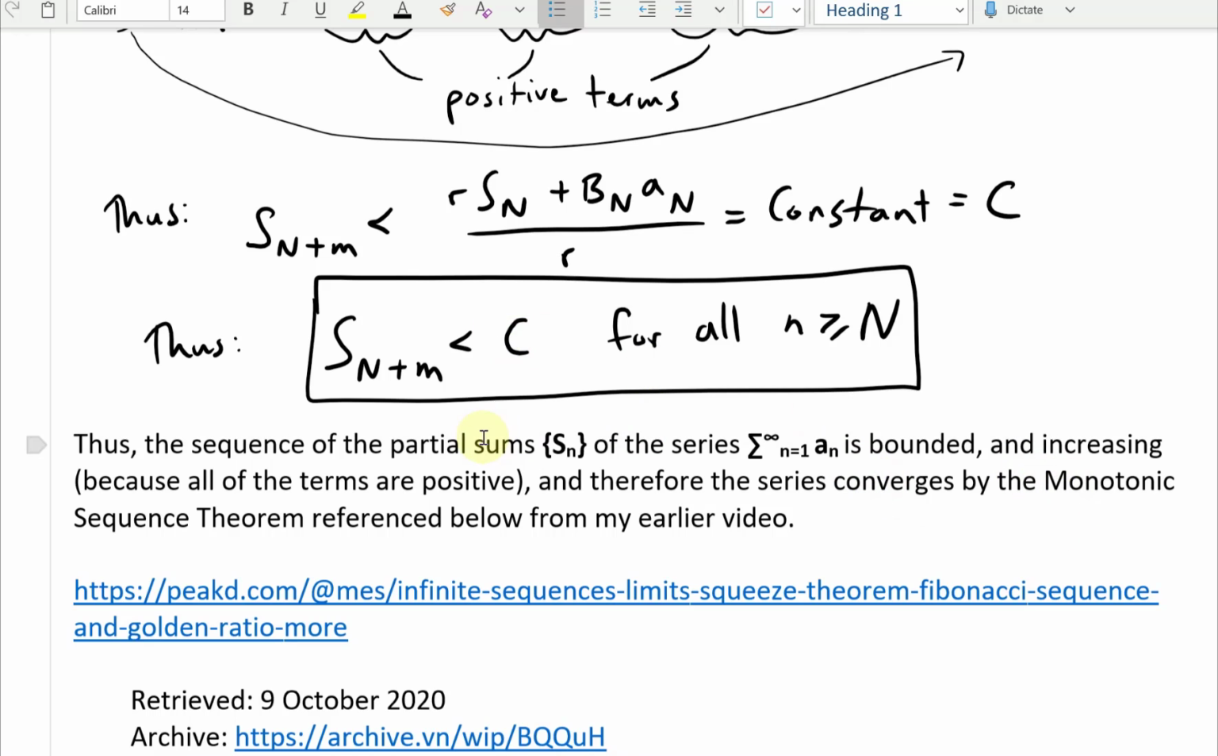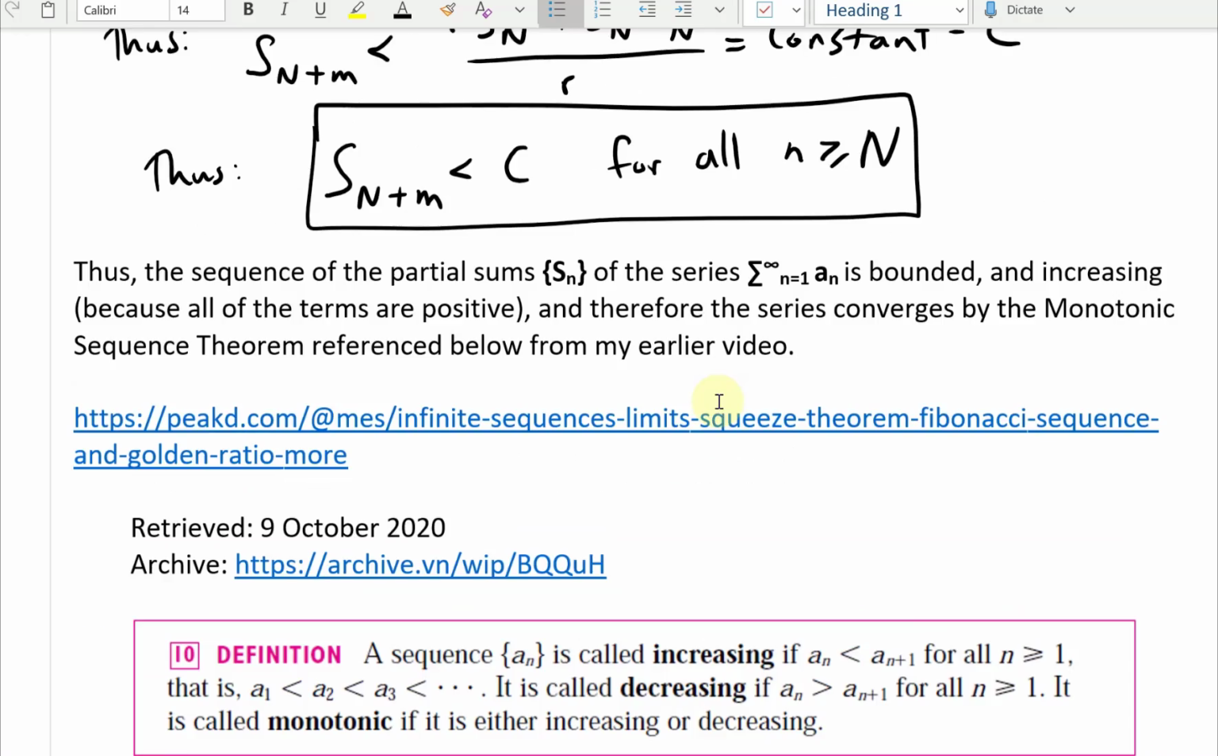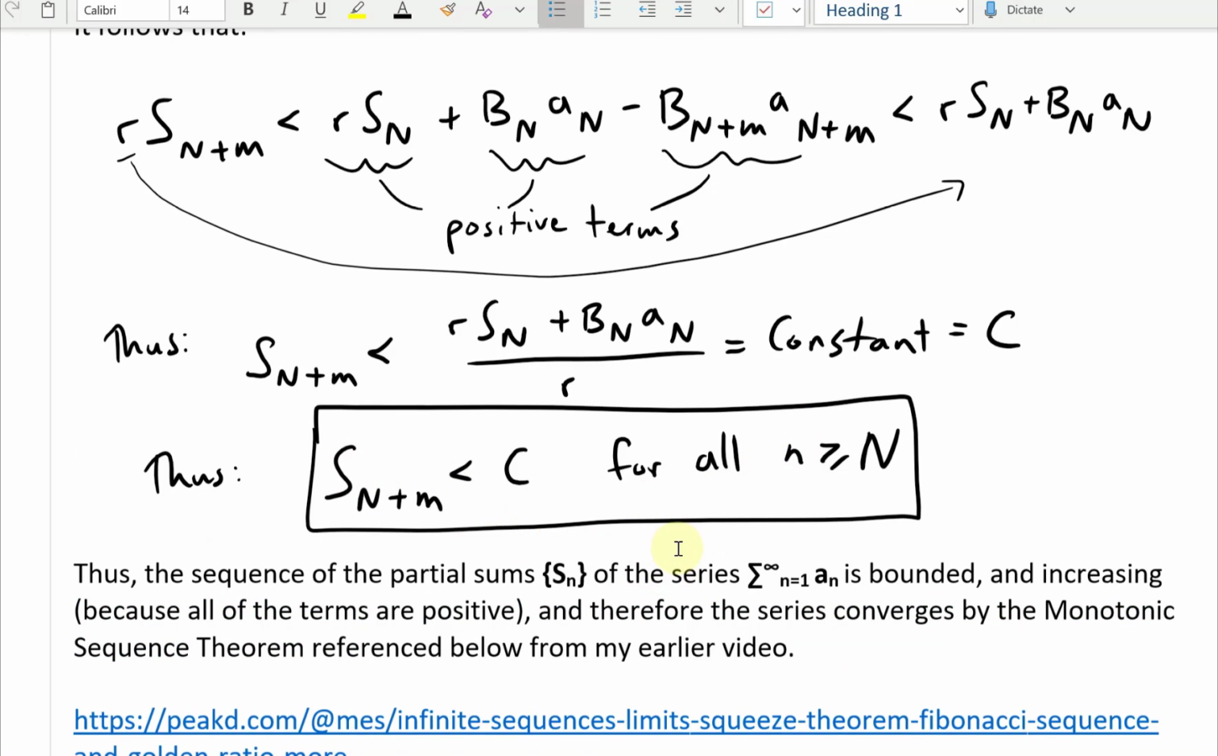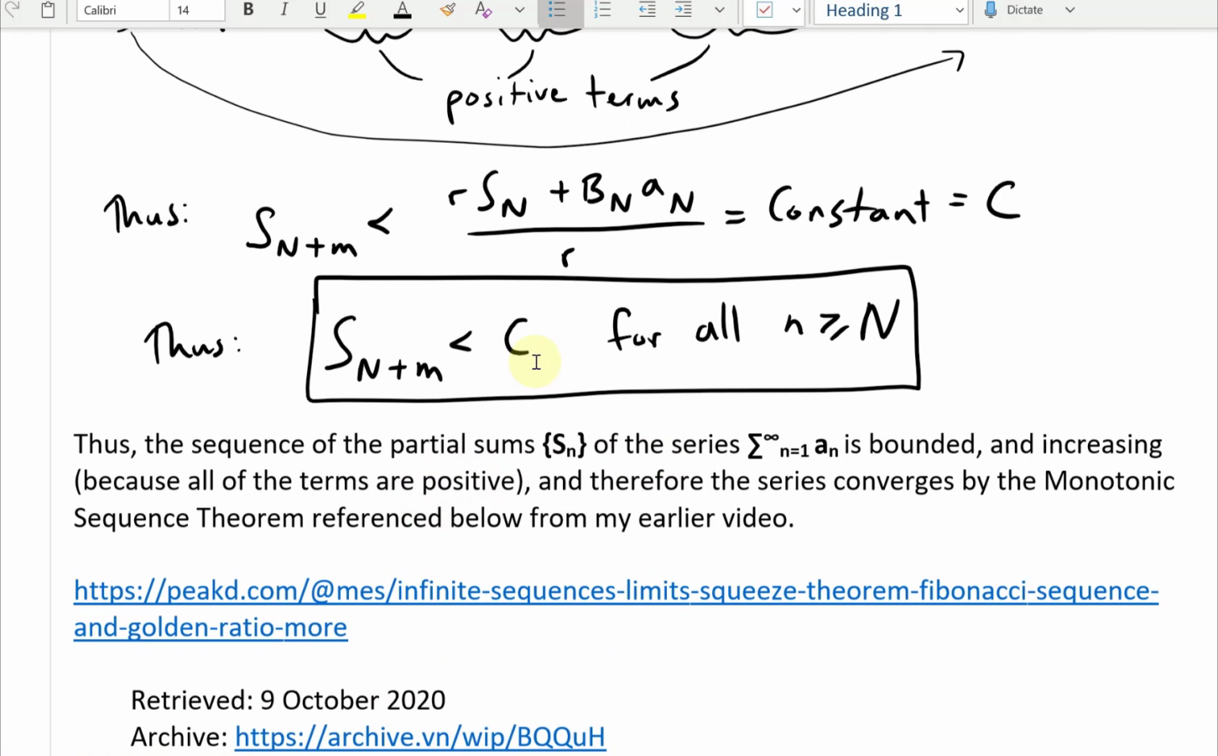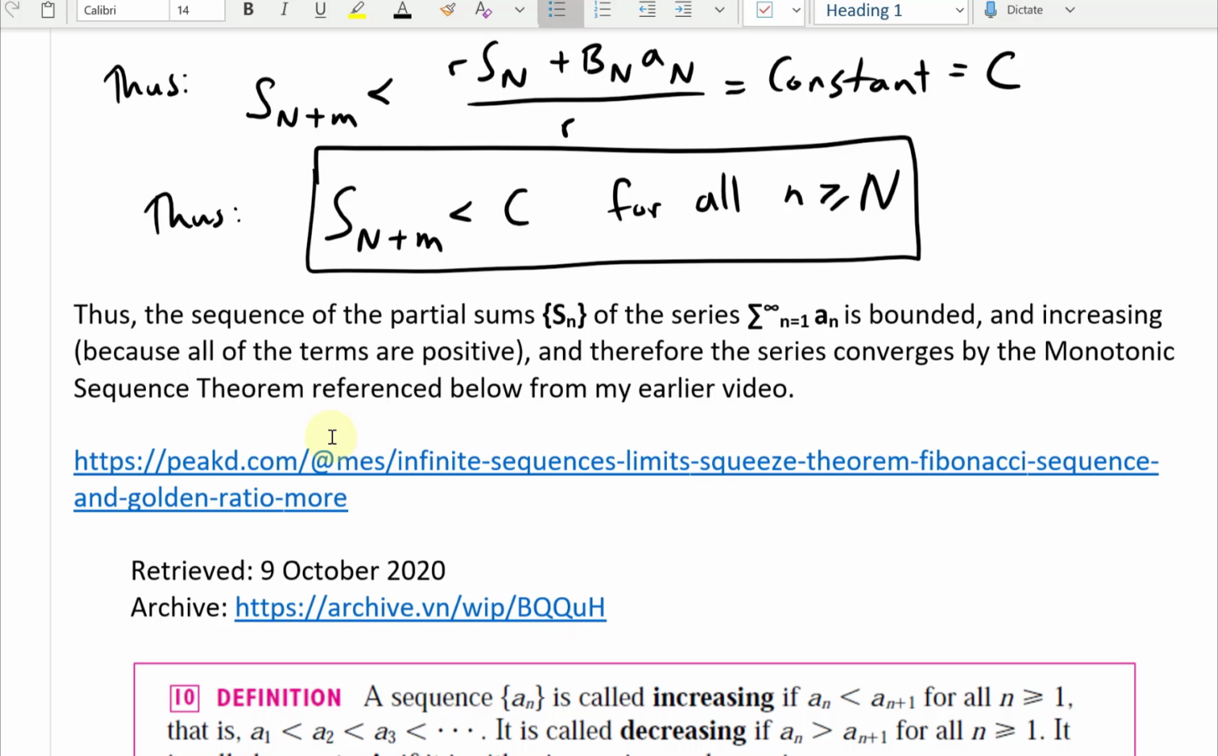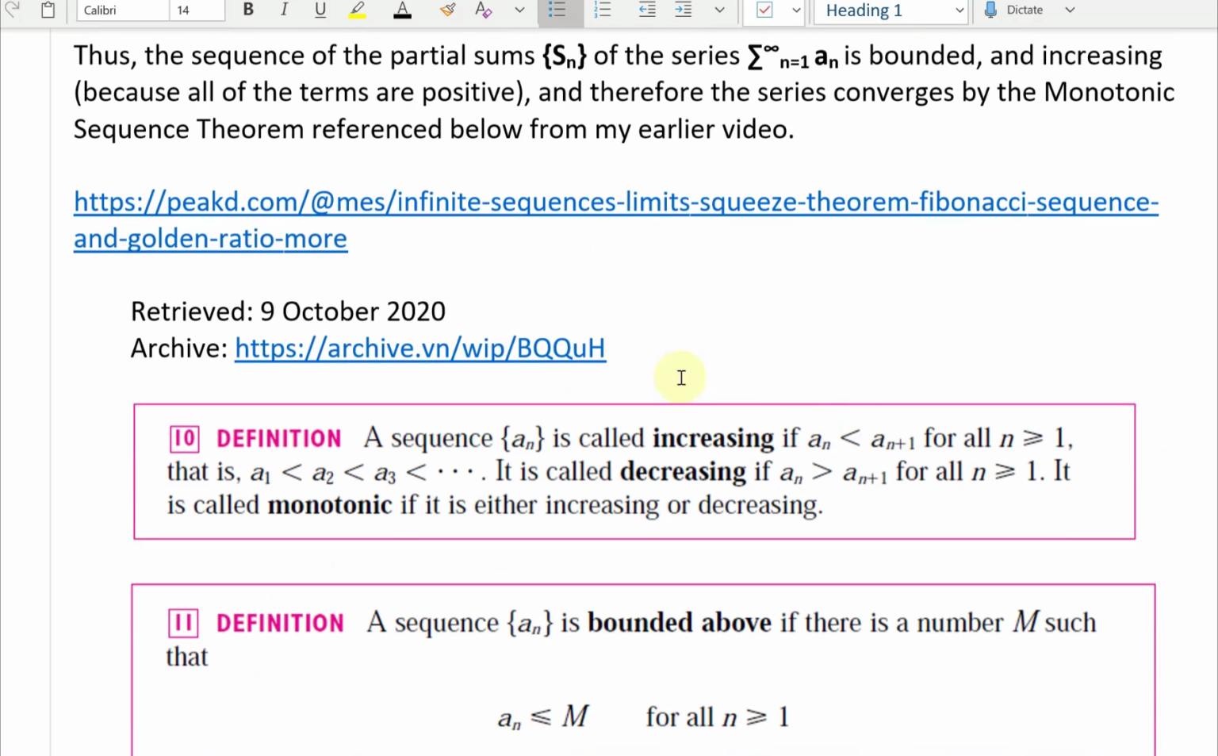So it's bounded and increasing because all of the terms are positive, and so you're always adding a positive to it, so you're always going to get bigger and bigger. So it's always increasing, but it's capped at this constant c value. And therefore the series converges by the monotonic sequence theorem, referenced below from my earlier video, and here's from the earlier video right here.